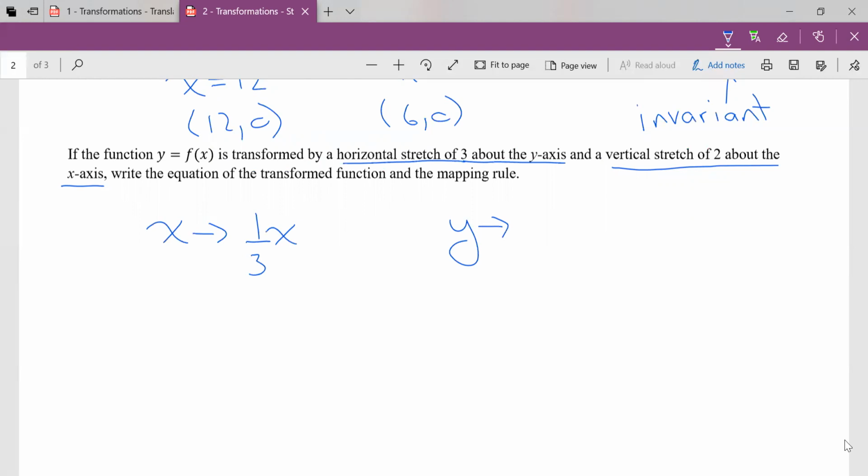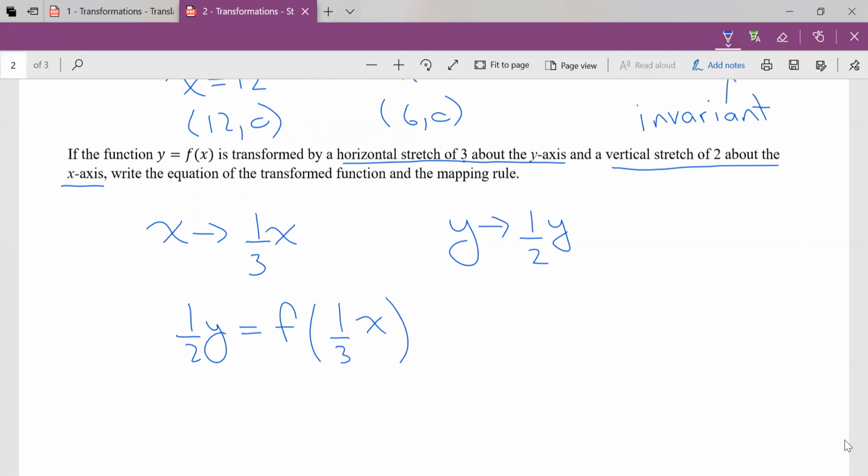And if I want to vertically stretch by 2, like we did in the last question, I'm going to replace y with 1/2 y. So I think of my replacements, and then I start to make my new equation. So there it is. Now notice it's an f. It's some function. I don't know what it is. Is it a parabola? Is it a cubic? Is it an absolute value?